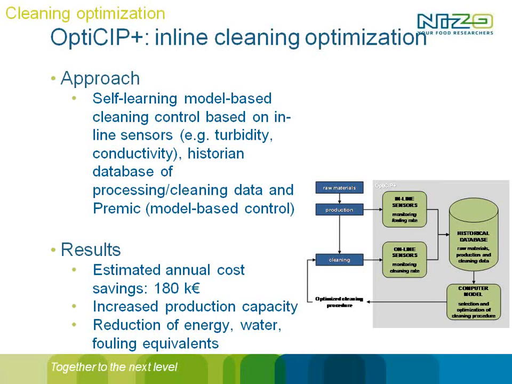Using this completely automated control, we estimated an annual cost savings in one pilot project of 180,000 euros a year, meaning more production capacity, reduction of energy, water, and fouling equivalents.